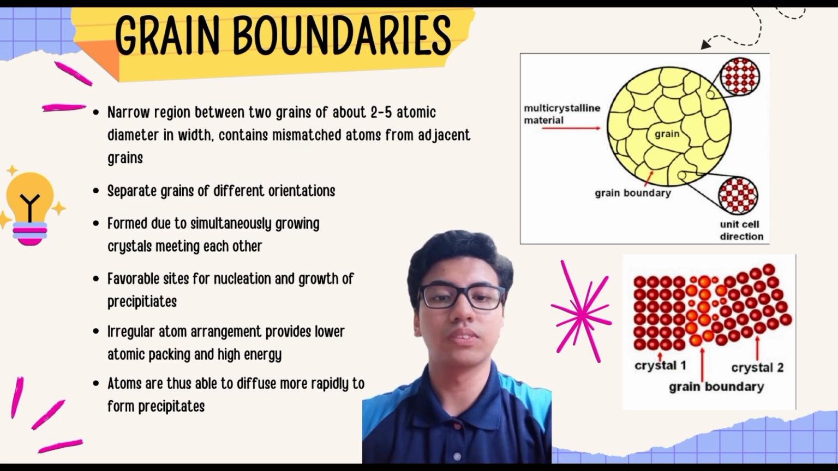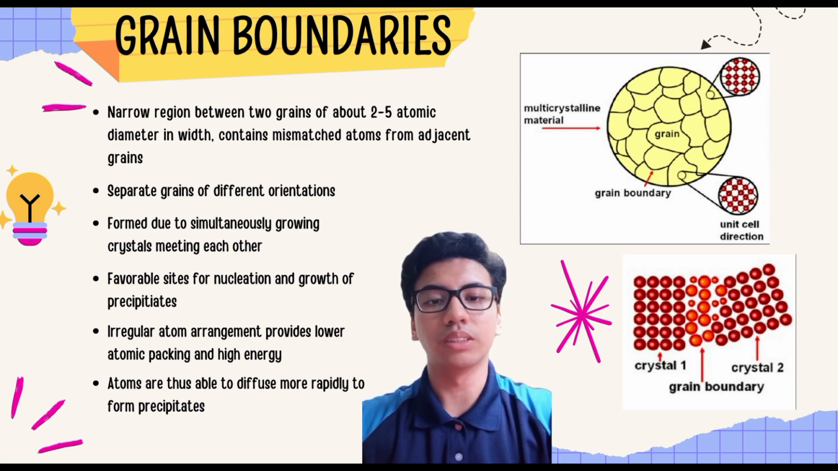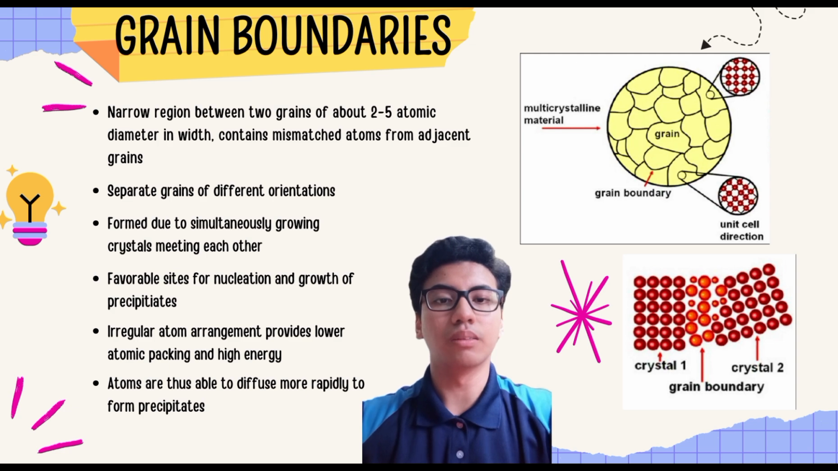Grain boundaries form due to simultaneously growing crystals meeting each other. It is also a favorable site for nucleation and growth of precipitates. Irregular atom arrangement provides lower atomic packing and higher energy. Atoms are thus able to diffuse more rapidly to form precipitates.